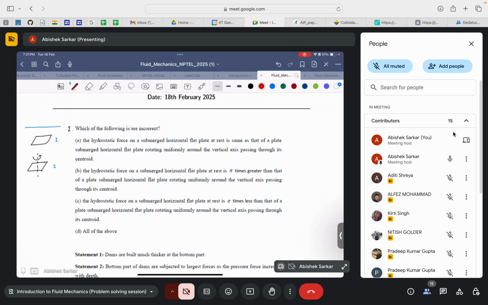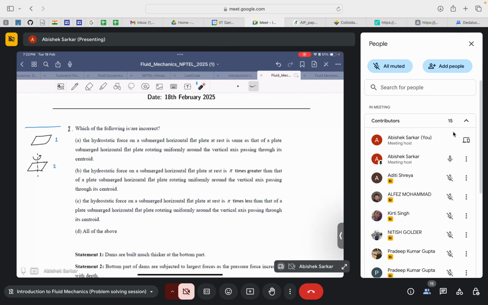The second statement says that the hydrostatic force on this submerged horizontal flat plate at rest is pi times greater than the force that acts in the rotating case. The third statement says that this hydrostatic force on this plate is pi times less than the force that acts in the rotating case, or the fourth is all of the above. So which of the following statements is or are correct?